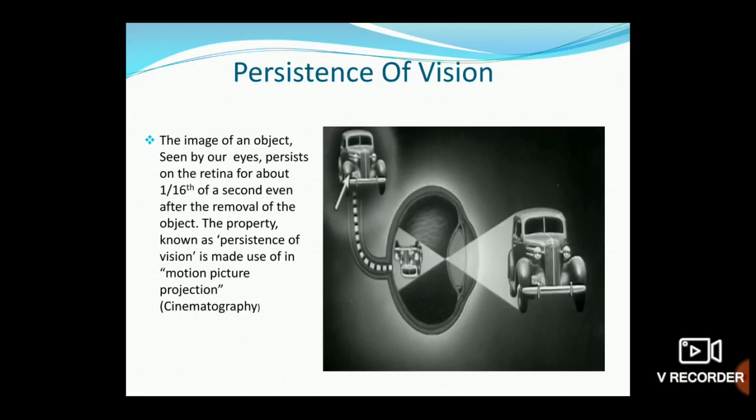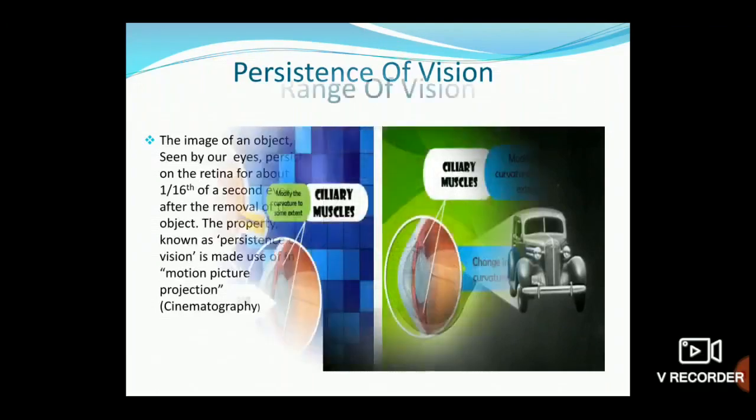When images of a moving object are flashed on the eye at a rate faster than 16 times per second, the eye perceives this object as moving. Then, where is this property used? This property is used in motion picture projection, which we generally call cinematography. Now, we'll move to another topic called range of vision.